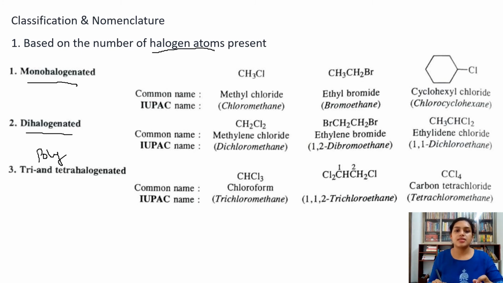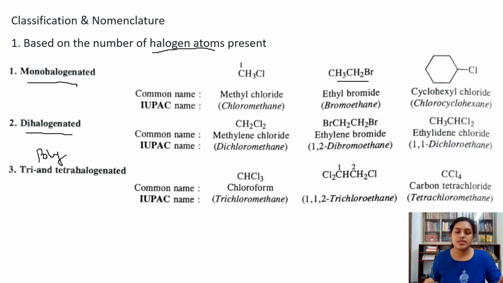First one is CH3Cl. The common name is methyl chloride, and the IUPAC name, since there is only one carbon atom, is chloromethane. Second one here is ethyl bromide, and the IUPAC name is bromoethane. And the third one is cyclohexyl chloride, and the IUPAC name is chlorocyclohexane. This is a simple nomenclature. You have been studying this even in your high school classes, I think.